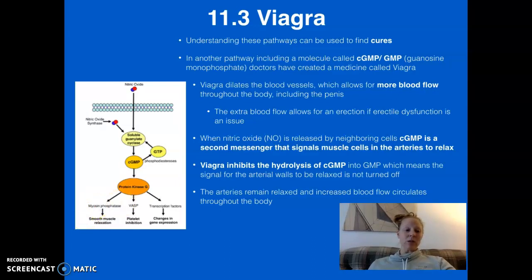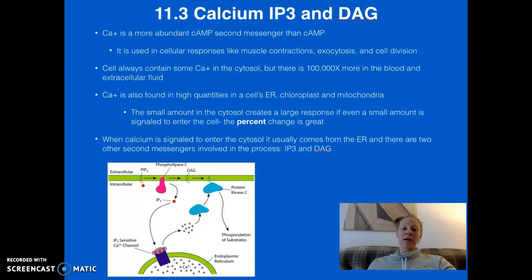Finally, let's look at calcium ions. Calcium is abundant in our extracellular fluid and in our blood, but it's not abundant in our cytosol. And it is actually more abundant than cyclic AMP. And it's used for cellular responses like muscle contractions, exocytosis, and cell division. We find it, like we said, in the extracellular space, in the fluid, but also in the endoplasmic reticulum. So when it comes into the cell, the cells are often going to pump it right into the ER, into the mitochondria and chloroplasts.